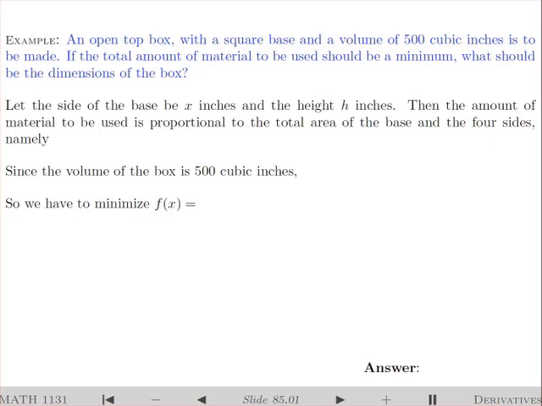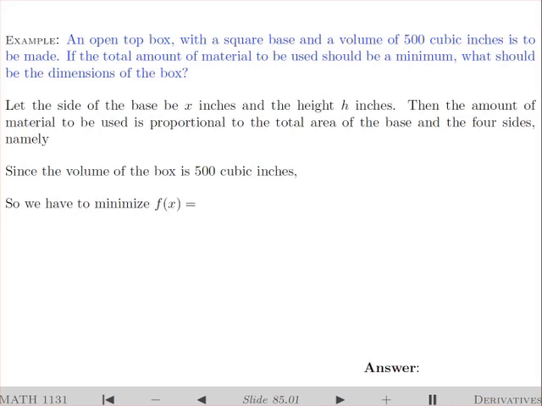So the amount of material is proportional to the surface area. So the area of the base plus the area of the 4 sides. So the problem then becomes to find the open top box with square base and volume of 500 cubic inches and with the smallest possible surface area.